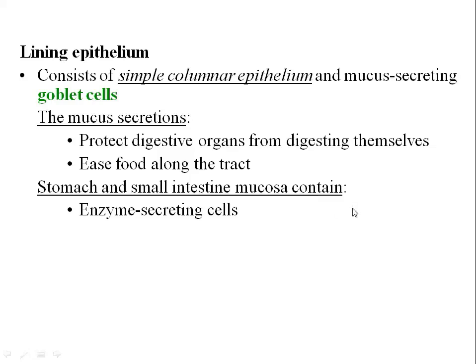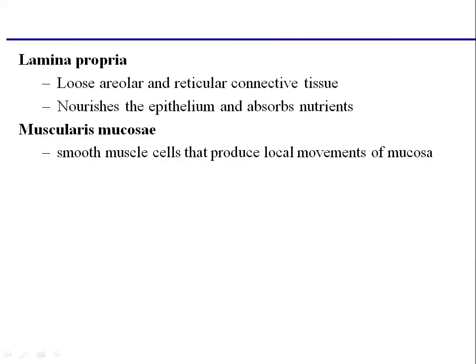Stomach and small intestine mucosa contain enzyme-secreting cells. Now here all the digestion activity goes on. The esophagus is just a passage connecting the stomach with the mouth. So major digestive enzyme secretion takes place in the stomach and small intestine mucosa, where you will find a lot of epithelial cells responsible for enzyme secretion. Lamina propria, that is the second layer after the epithelial layer, is a loose areolar reticular connective tissue layer. The major function of this layer is to support the epithelium.